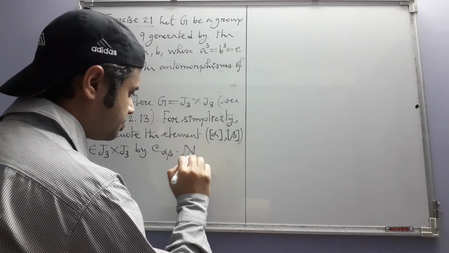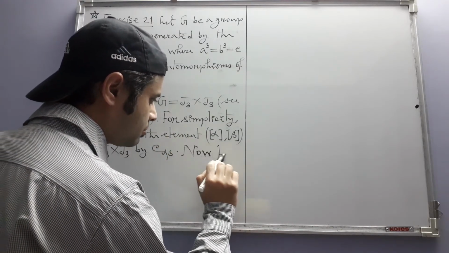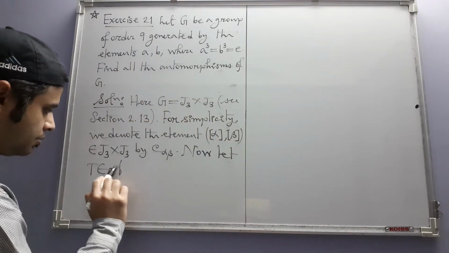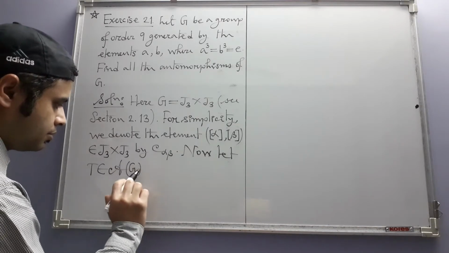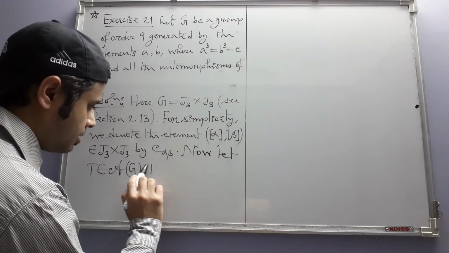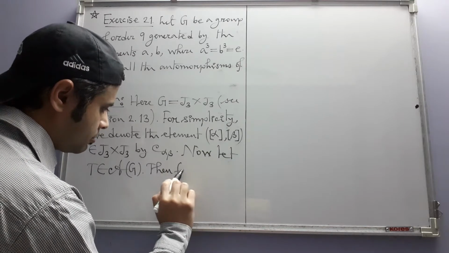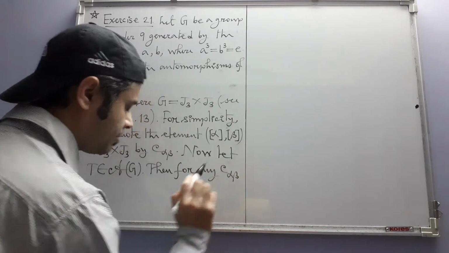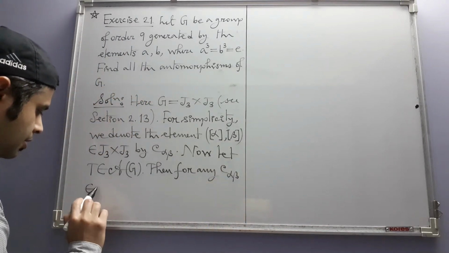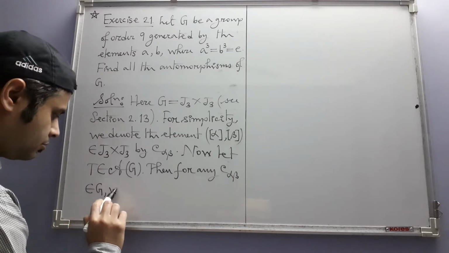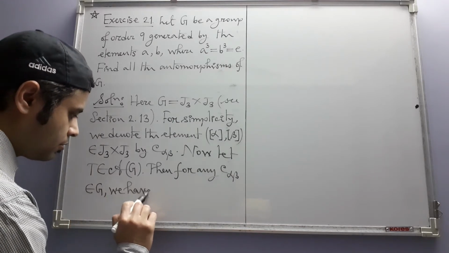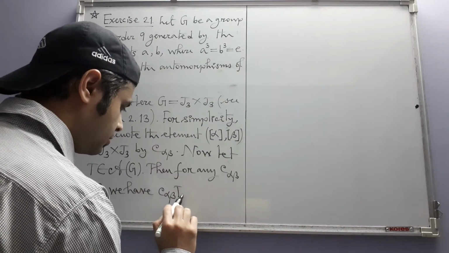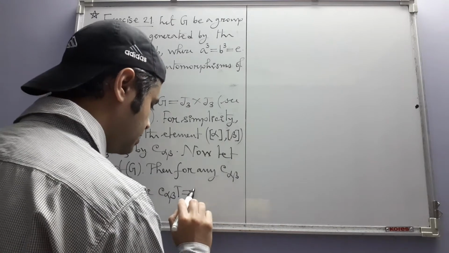Okay, now let T be any automorphism of G. Then for any, in the simplified notation, any C alpha beta belonging to G, we have, now this is something which can be easily verified.